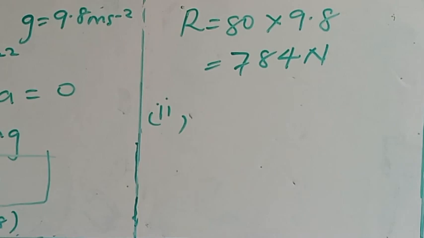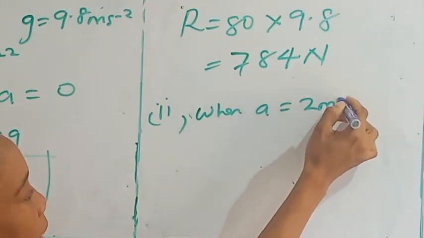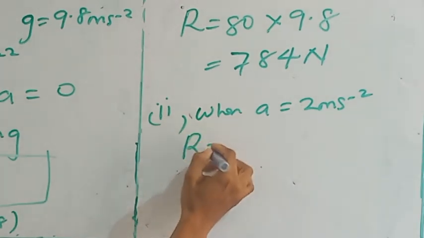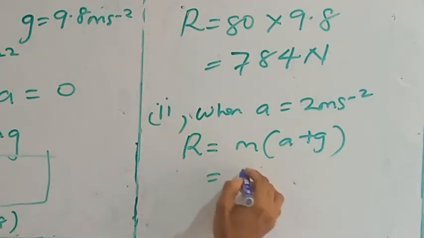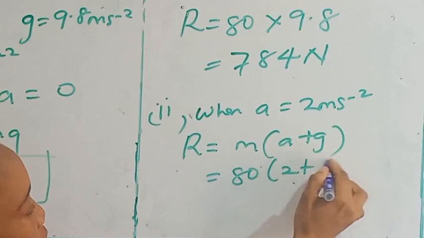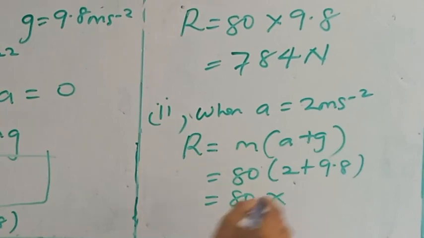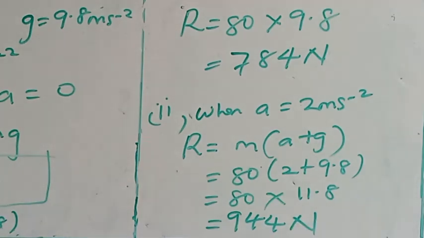Then for the second, we are looking for when a is giving us 2 meter per second square. We'll still use the same formula that reaction is m into a plus g. m is 80, a is 2, g is 9.8. So we'll have 80 times 11.8, and that will give us the final answer as 944 Newton.